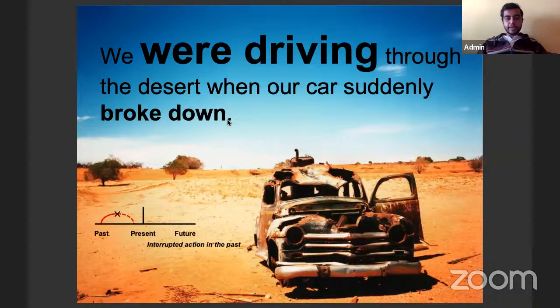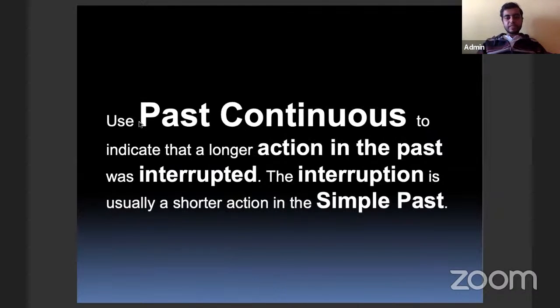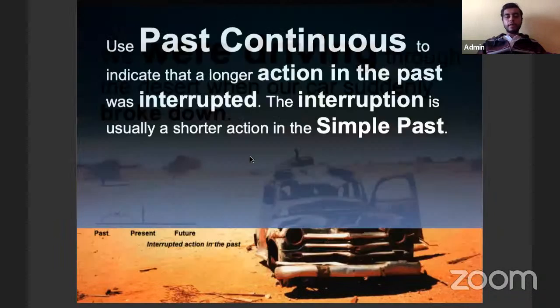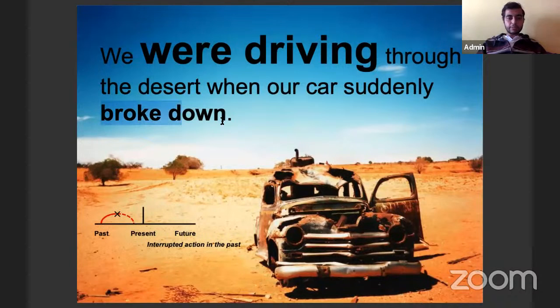So what is this car breaking down? The car breaking down is an interruption in a past action. And what is that past action? That is driving the car through the desert. And this is why we use past continuous, to indicate a longer action. The action of driving through the desert was interrupted when the car broke down. And that interruption is a shorter action, the car breaking down, in the simple past. Again, check simple past, broke down.